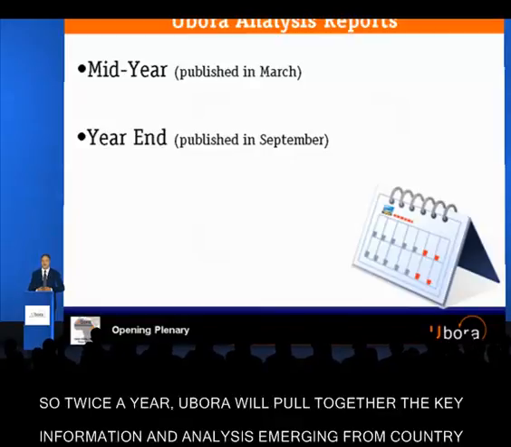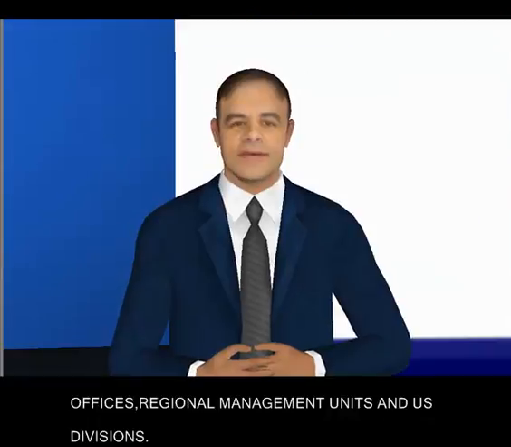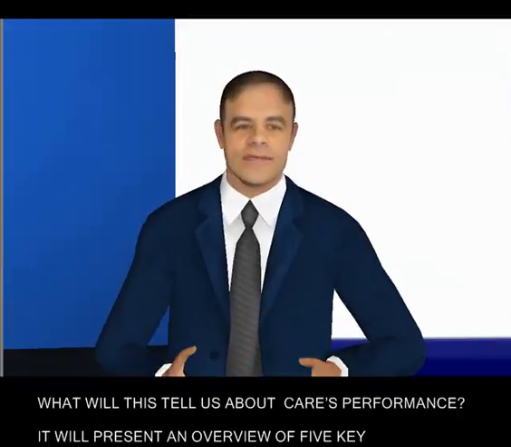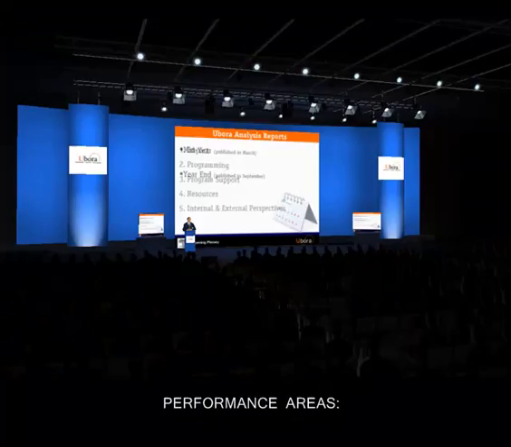So twice a year, Ubora will pull together the key information and analysis emerging from country offices, regional management units, and U.S. divisions. What will this tell us about CARE's performance? It will present an overview of 5 key performance areas.